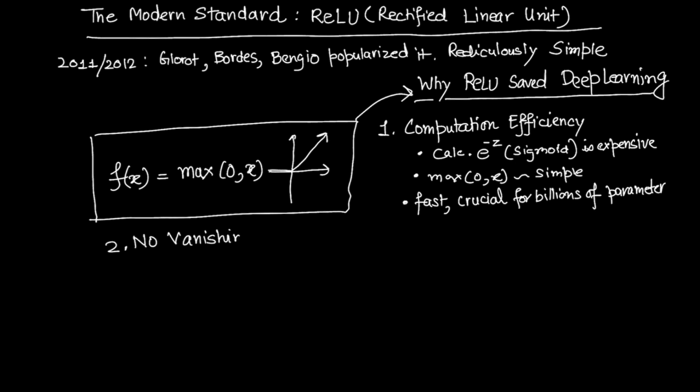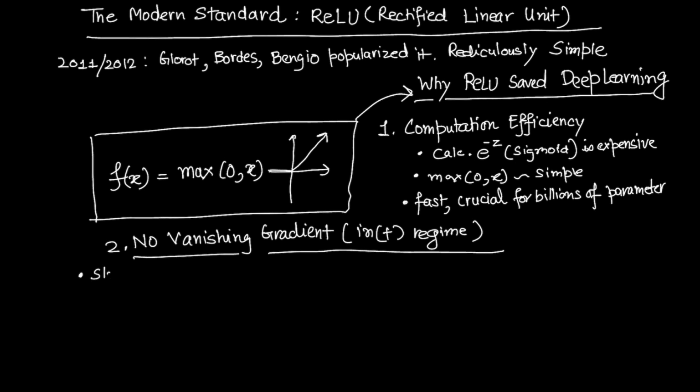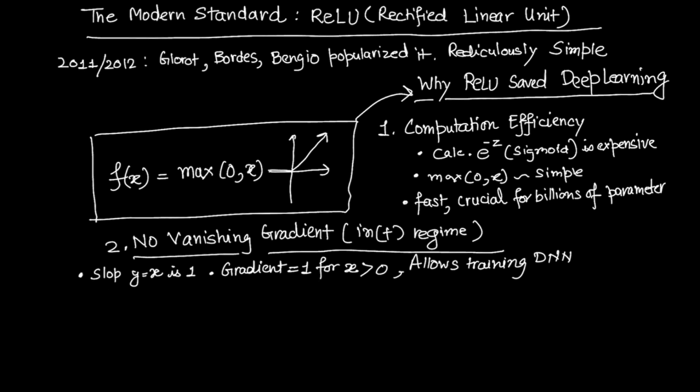Second is no vanishing gradient in the positive regime. What is the slope of the line y equals x? It is 1. Regardless of how high the input x is, whether it is 10, 1000 or a million, the gradient is always 1. It does not vanish. This allows us to train networks that are hundreds of layers deep, like ResNet, without the signal disappearing.